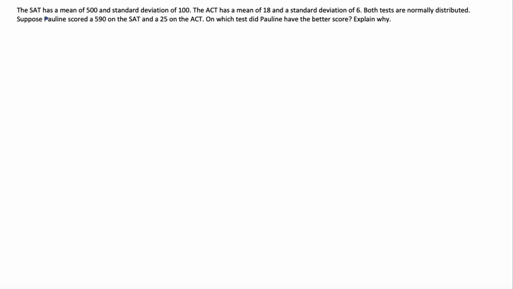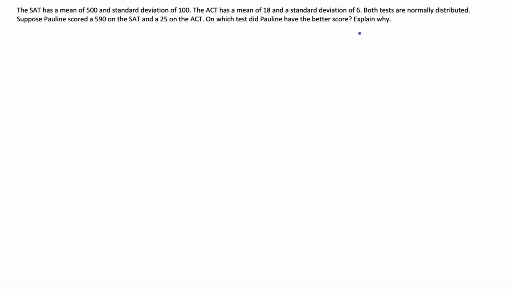The SAT has a mean of 500 and a standard deviation of 100. The ACT has a mean of 18 and a standard deviation of 6, and both tests are normally distributed. Suppose Pauline scored a 590 on the SAT and a 25 on the ACT. On which test did Pauline have the better score?